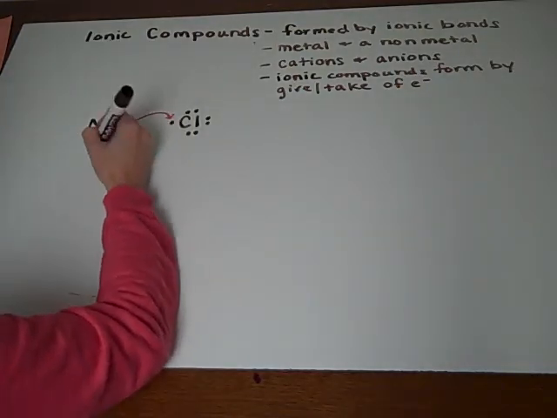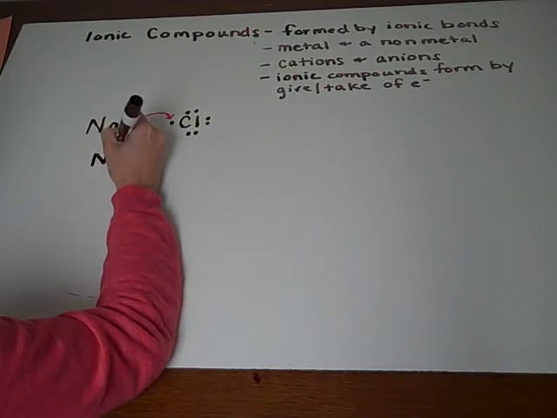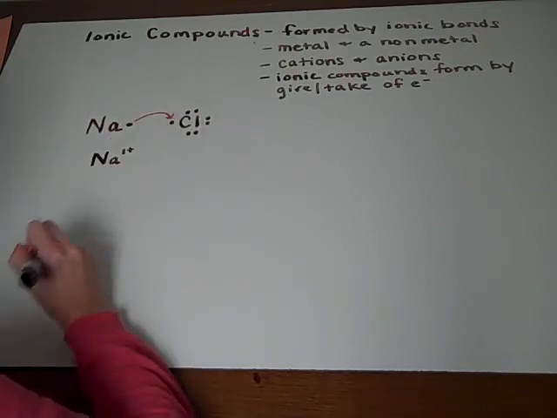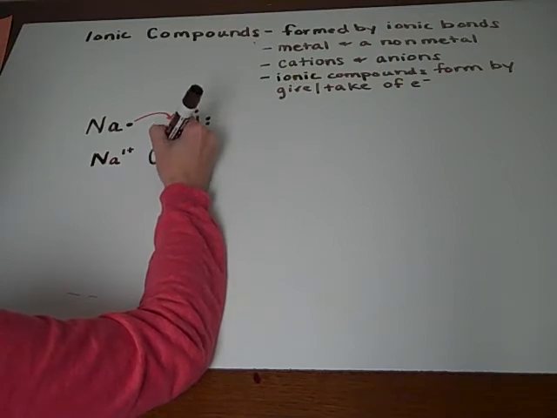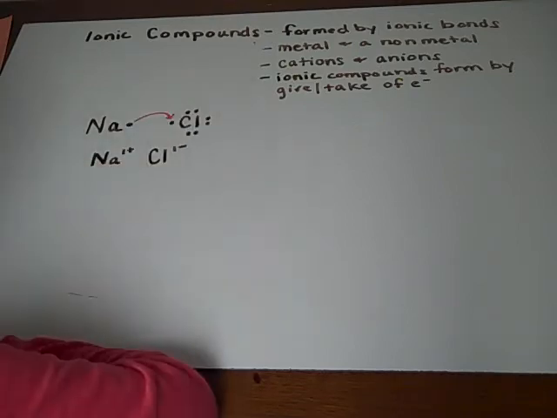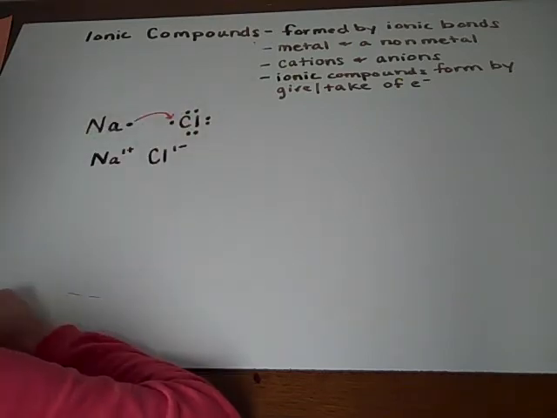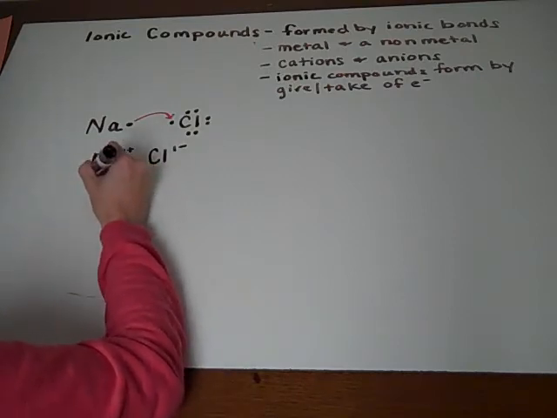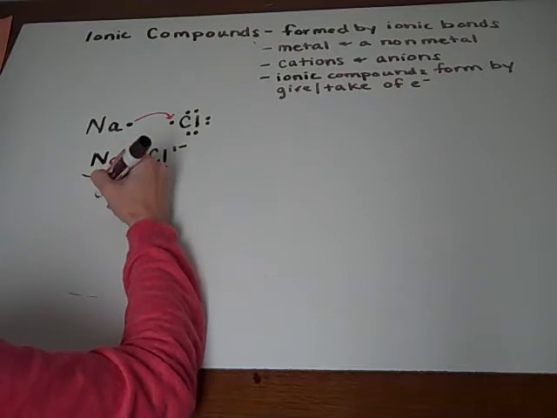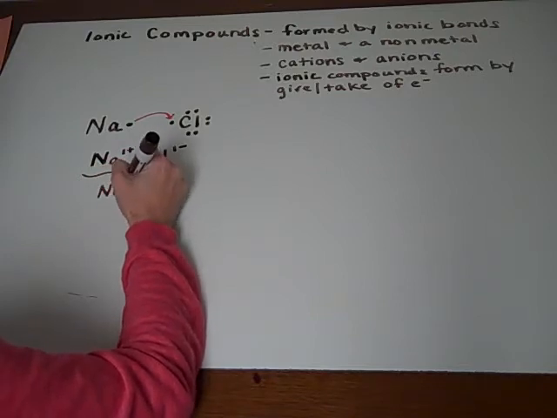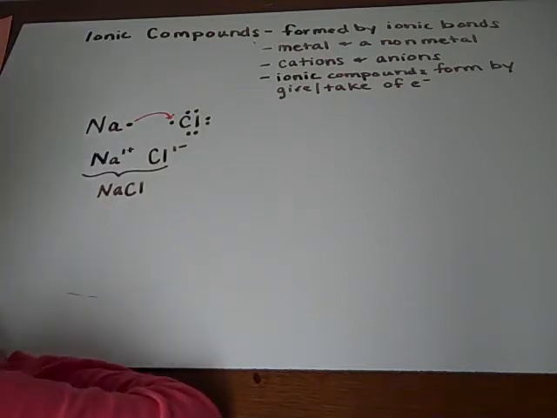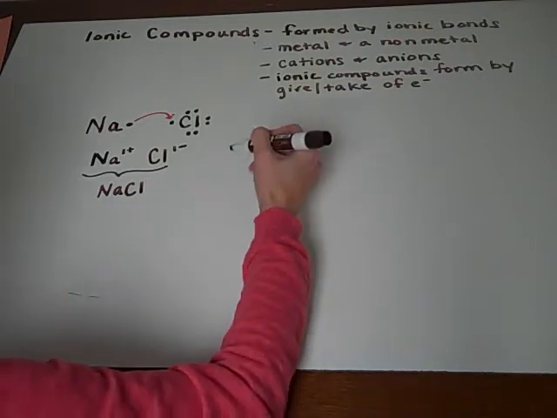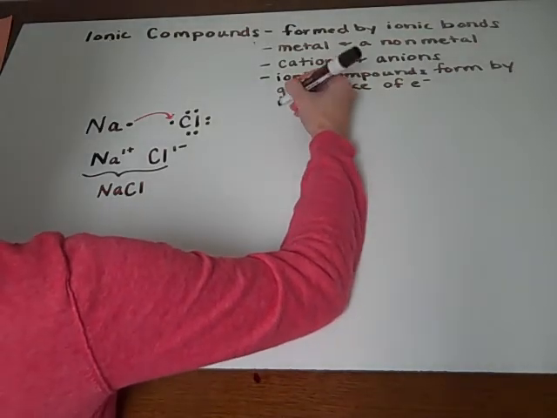As soon as it gives away its electron, what charge does it become? 1 plus, right? Because it gave away a negative charge. Chlorine becomes 1 minus because it took that electron. And together, they form the compound NaCl. That's table salt. That's the stuff you put on your french fries. Okay? Now, let's look at another one.